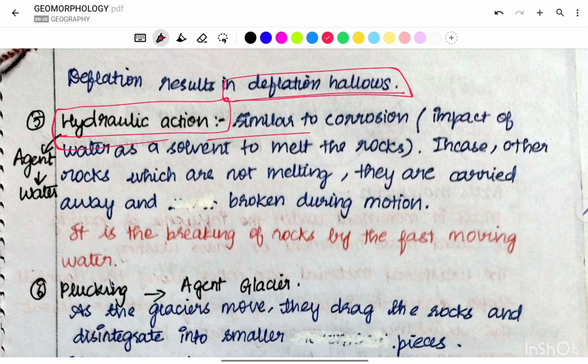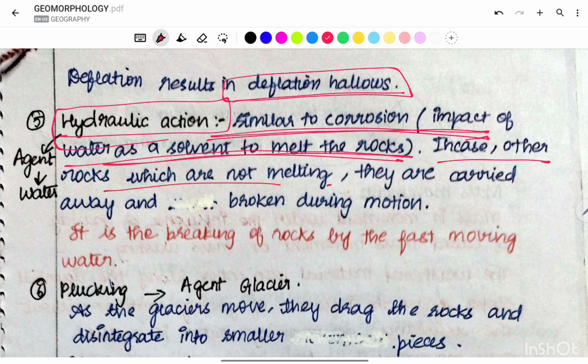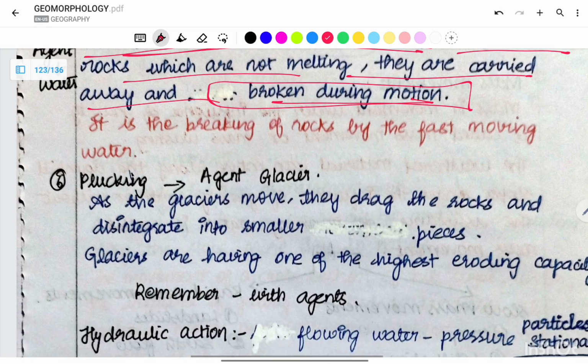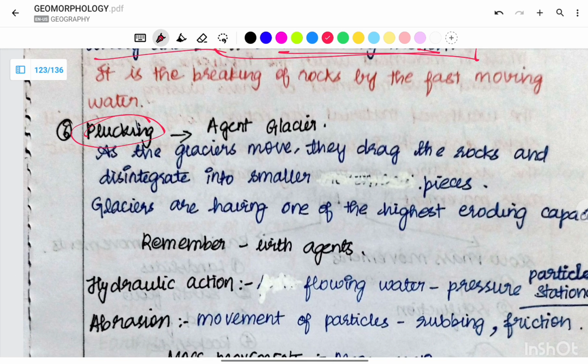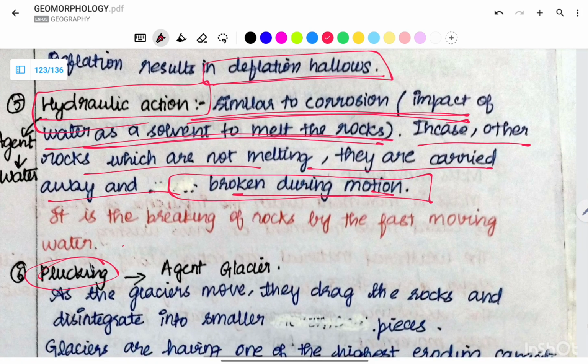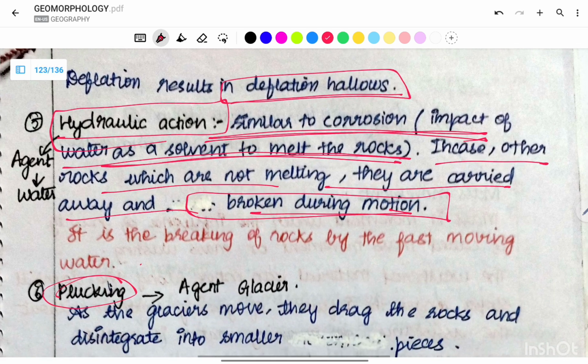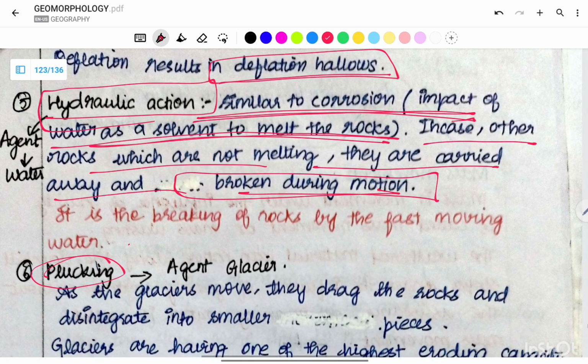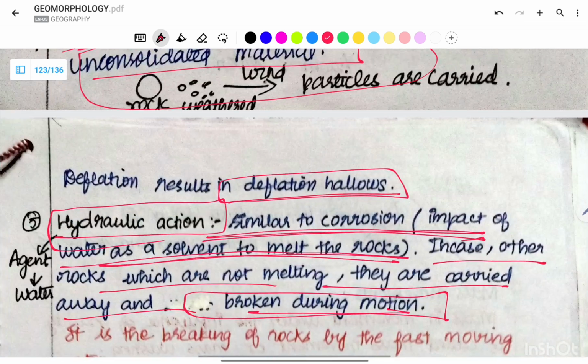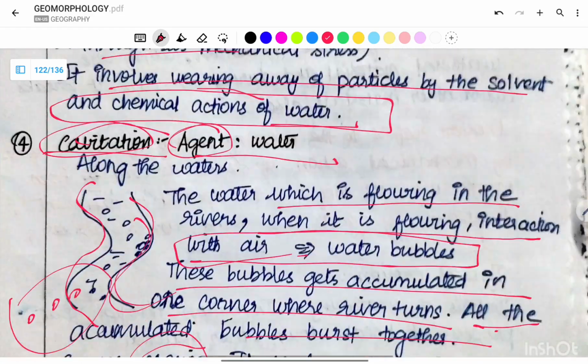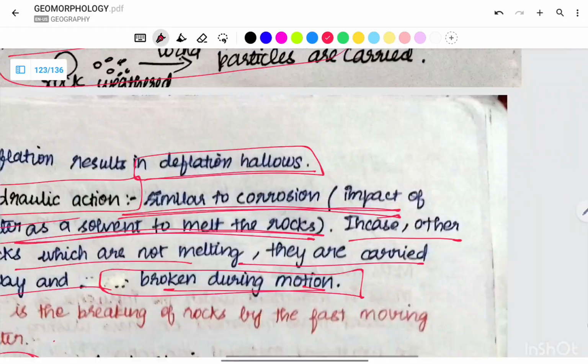Hydraulic action is similar to corrosion, the impact of water as a solvent to melt the rocks. Other rocks which are not melting are carried away and broken during the motion. Water in motion, if it is breaking the rock, is hydraulic action. Water is acting as a solvent. Corrasion, attrition, abrasion, and then we also have deflation and cavitation.